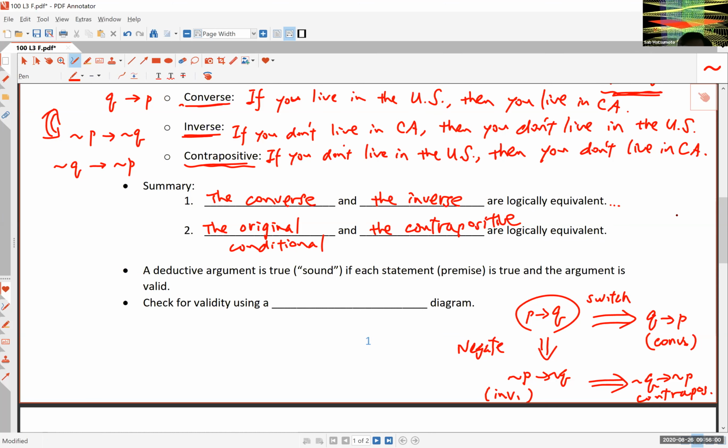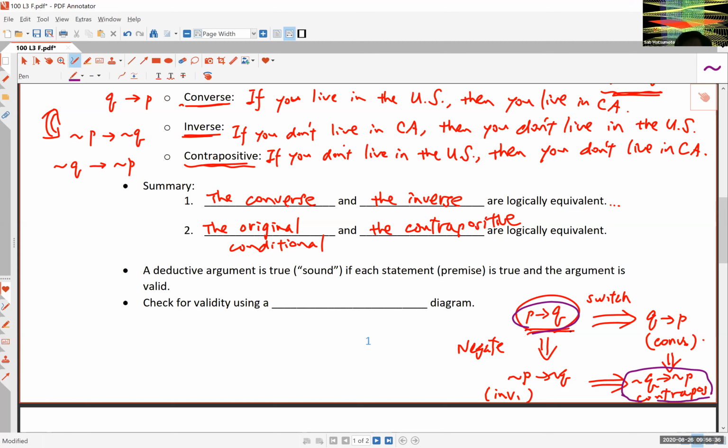Sorry for the messy thing in the corner here, but basically what it says is if you start with the original statement, P implies Q, or if P then Q, then by negating each, you get the inverse. By switching the order, you get the converse, right? If you negate and switch, or switch and negate, either way, you end up with this thing called a contrapositive. Okay, and so here's the important part. The original conditional is only logically equivalent to the contrapositive.